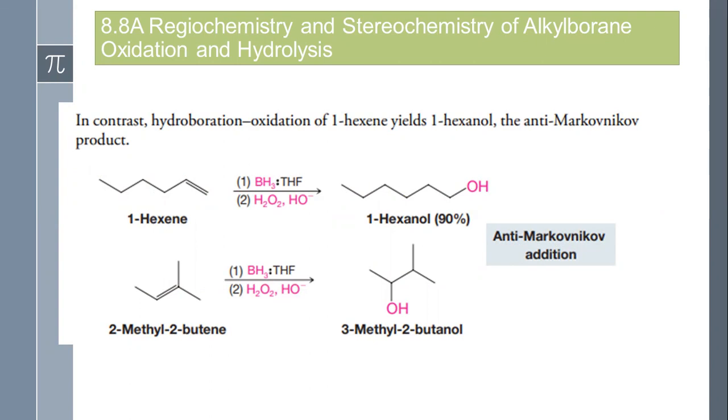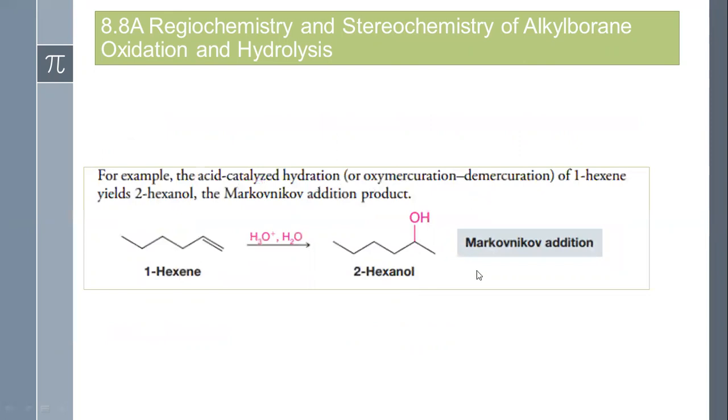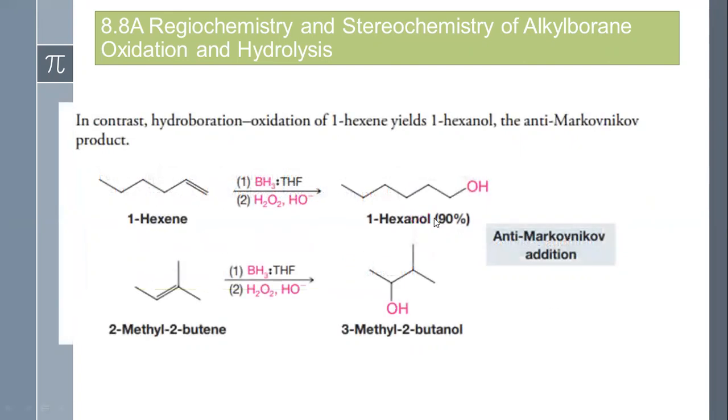So for example, if you want a primary alcohol, it's not possible with the usual system where you have the acid catalyzed hydration process of alkene. Of course, you couldn't get our primary alcohol here. So we have to follow the anti-Markovnikov addition, which involves the hydroboration and oxidation process.